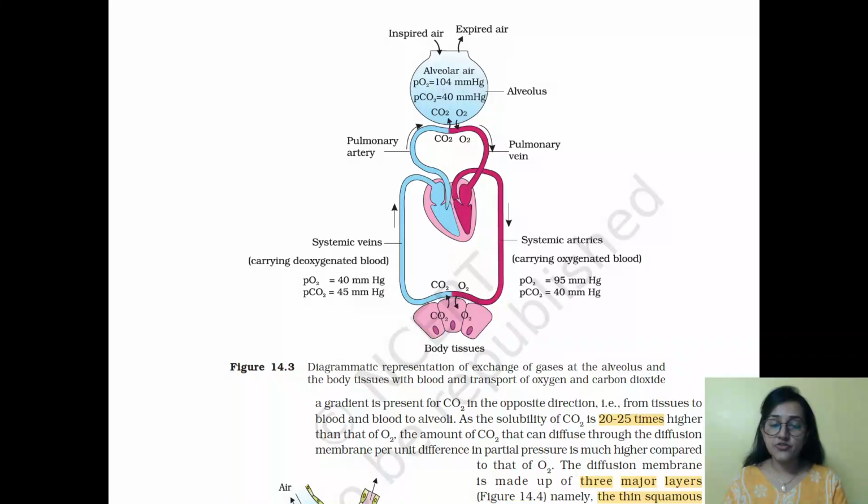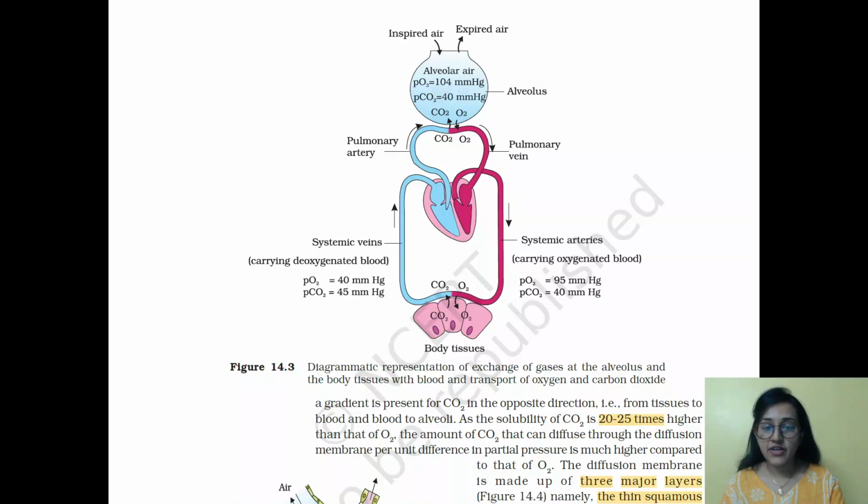Figure 14.3 is the diagrammatic representation of exchange of gases at the alveolus and the body tissues with blood and transport of oxygen and carbon dioxide. So, what we can see, in the alveolar air, the partial pressure of oxygen is 104 mm of mercury and partial pressure of carbon dioxide is 40 mm mercury. And the exchange of gases is taking place with blood.